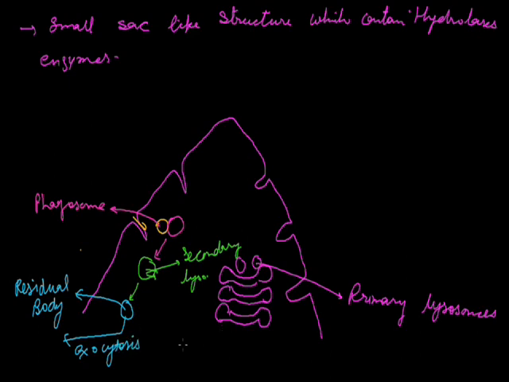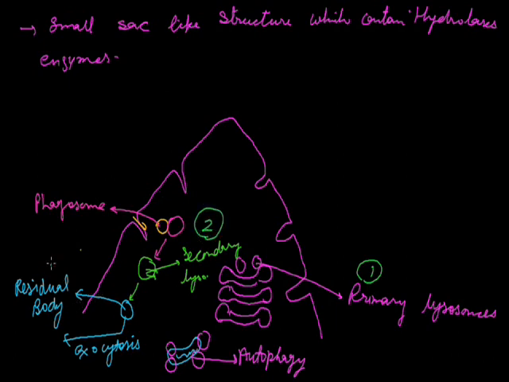Sometimes lysosome also destroys cell organelles which are not functioning properly. In that case, these are known as autophagy. It means on the basis of their function, lysosomes are of four types. First one is primary lysosome. The second one is secondary lysosome. The third one is residual body. And the fourth one is autophagy.